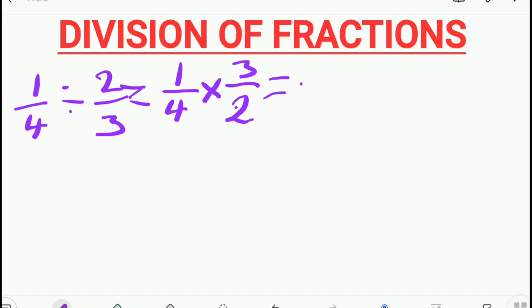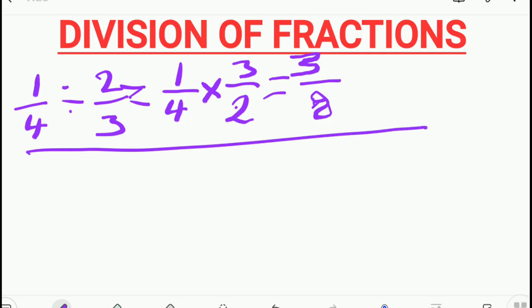1 times 3 is equal to 3, and 4 times 2 is equal to 8. Okay, then let's do the second example.